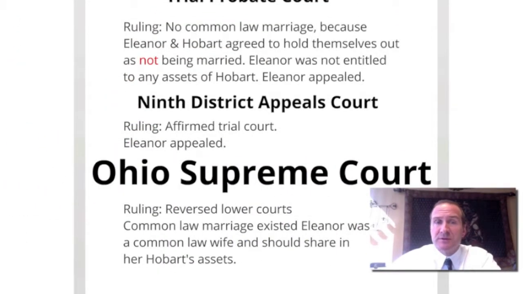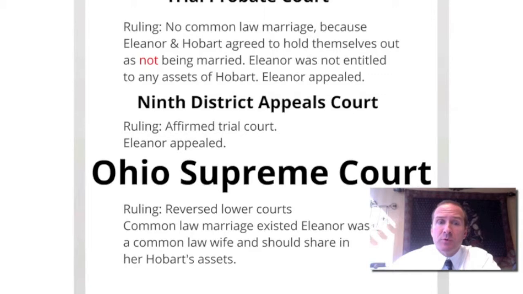So this does end up in the trial court as the probate court. The ruling was that there was no common law marriage because Eleanor and Hobart agreed to hold themselves out as not being married. Eleanor was not entitled to any assets of Hobart, and Eleanor appealed. That separateness on the bank accounts and the credit cards, and the fact that they made certain representations to his mother seems to rule the day in the probate court. This goes to the 9th District Court of Appeals, where the trial court is affirmed. Eleanor loses in the Court of Appeals, and she appeals to the Ohio Supreme Court.